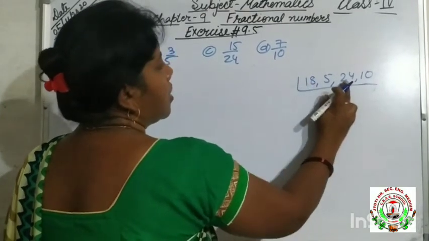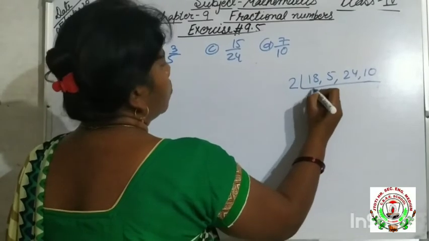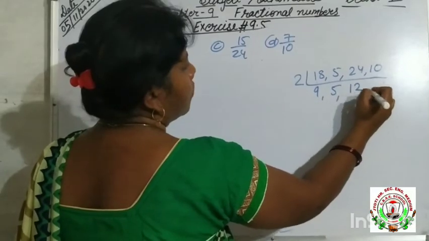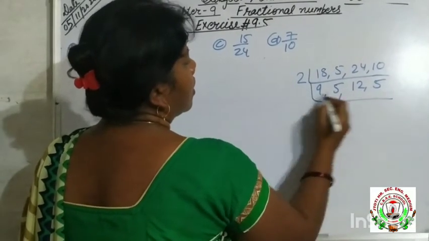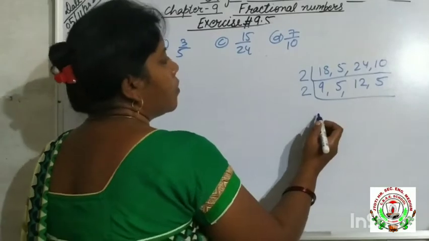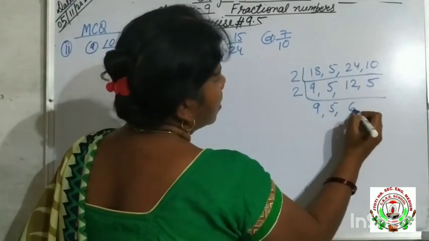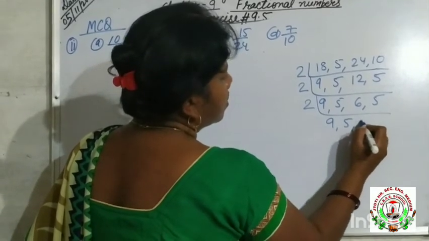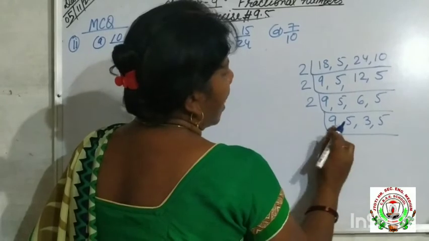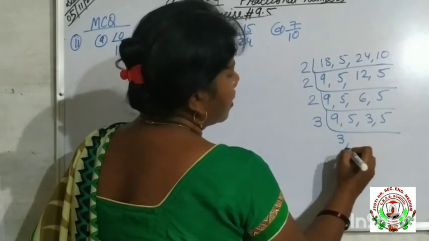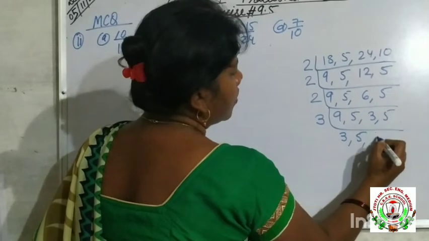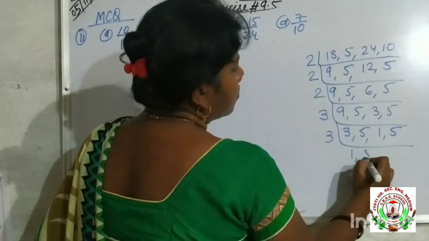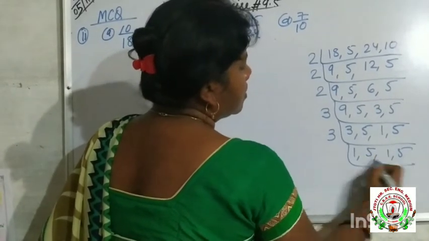Here it is even, it is even, it is even. So we will take 2. 2 nines are 18, 5 as it is you will write, 2 ones are 2, 2 twos are 4, 2 fives are 10. Then again it is divisible by 2: this 12, 2 sixes are 12. Again it is divisible by 2: this 6, 2 threes are 6. Now 9 and 3 are divisible by 3, so we will take 3 threes are 9, 5 as it is you will write, 3 ones are 3, then 5. Again this is divisible by 3. Now last digit is 5.